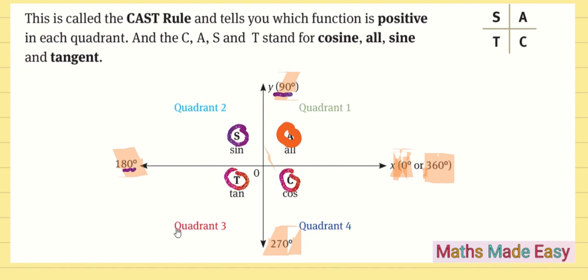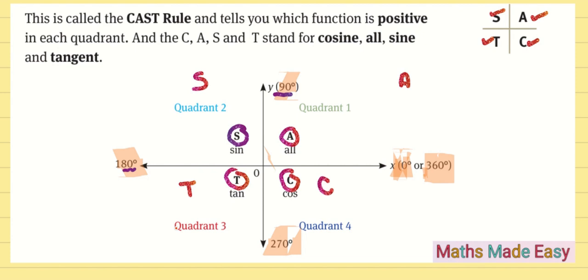So again, quadrant 1, everybody's positive. Quadrant 2, it's sine. Quadrant 3, it's tan. And quadrant 4, it's cosine, alright? And so you can remember this by calling it a CAST diagram as seen here. So cos is positive, all are positive, sine is positive, tan is positive in that specific quadrant. You could also remember it as All Stations to Cape Town, if you prefer that.